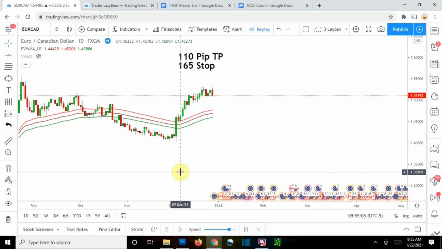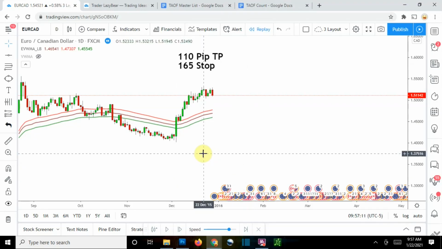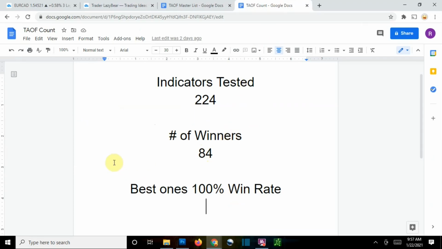Alright, as I said, today we will be testing the elastic volume weighted moving average. But before we do, I wanted to put the indicator scoreboard up for everyone to see. So, to date, we have tested 224 indicators, and out of those 224 indicators, 84 of them have been winners, which means that they have met or exceeded the 60% win-loss ratio threshold that we have set for them. The best ones so far were able to achieve a 100% win rate.